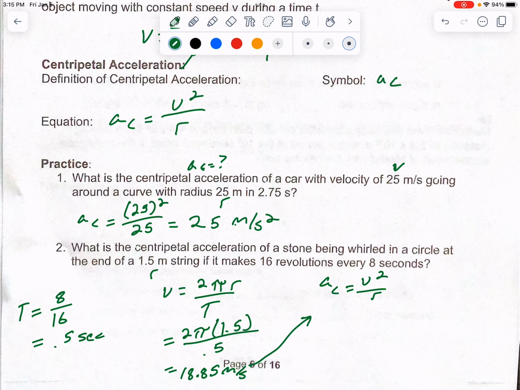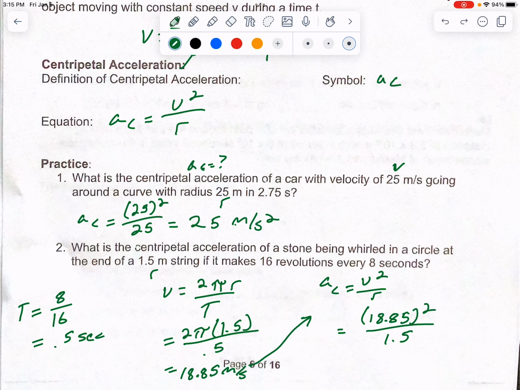Now we can bring it over here and plug it in. So we're going to take that 18.85 and square it and divide it by our radius, which is 1.5. This is what I mean by be careful. A lot of times you'll see students take that 0.5 that's on the bottom right here, and they just assume that goes on the bottom again, okay? You've got to look: the bottom for the V equation is T. The bottom for the AC equation is R. So those are different, so just make sure you're not making that simple mistake. It's easy to do, okay?